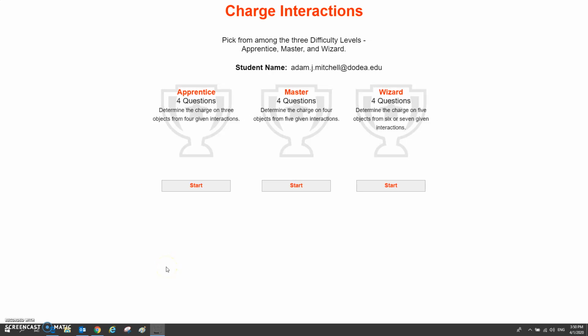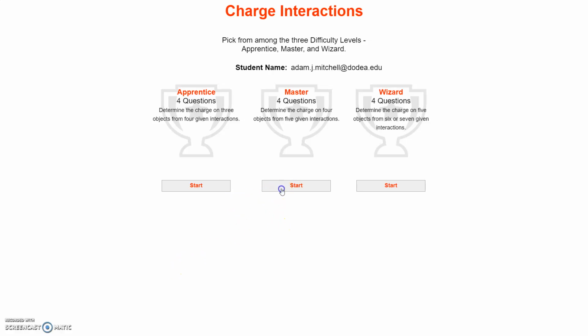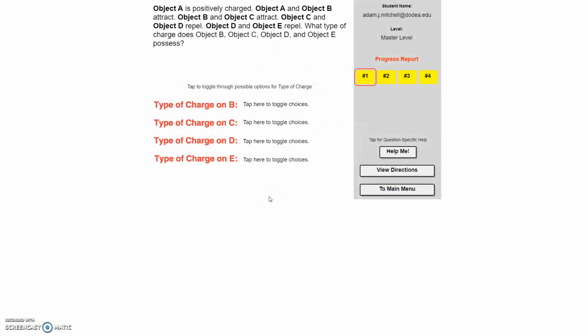All right, if you're struggling with these charge interaction problems, hopefully this quick tutorial will give you a little hint. So I'll go ahead and start with this middle level. As I recommended in the instructions, I would definitely encourage you to write down your answers and keep track of what's going on. It's too easy to get confused with these problems if you don't write down the work.